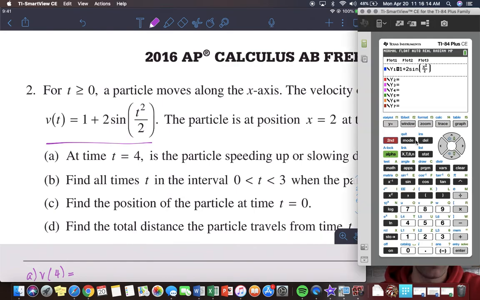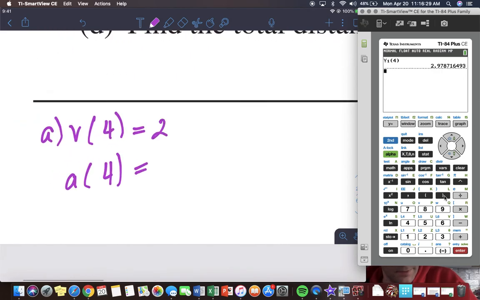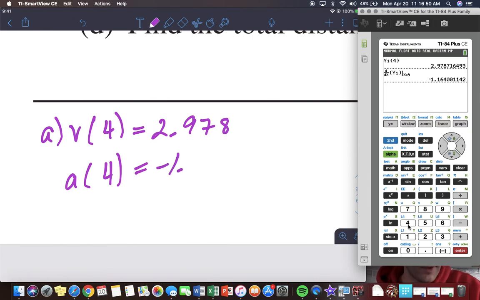So I've already put that into y1. Okay. All right, so the velocity at 4, I'm just going to go ahead and plug 4 into y1. So I'm going to get 2.978 for my velocity. And then now the acceleration. So I go math 8. I'm going to take the derivative of the velocity being y1. So alpha trace y1 at 4. And I'm going to get negative 1.164. So my velocity is greater than 0. My acceleration is less than 0.